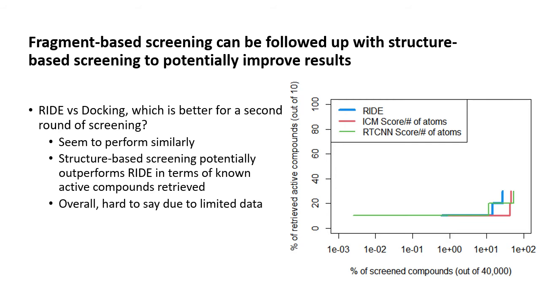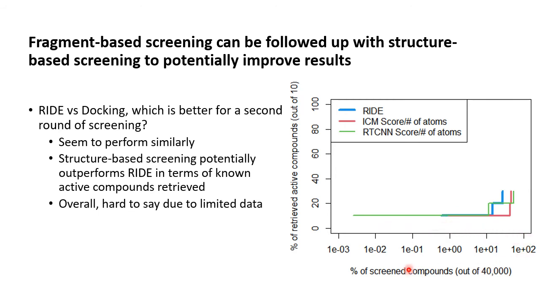Same as before, the fragment-based screened ligands were ranked by their normalized RIDE scores, whereas the structure-based screened ligands were ranked according to their ligand efficiencies calculated by dividing their ICM score and RTCNN score by the number of atoms in each ligand, much similar to the selection of docked fragments. Enrichment curves were generated for each of these ranking methods and they performed similarly overall.